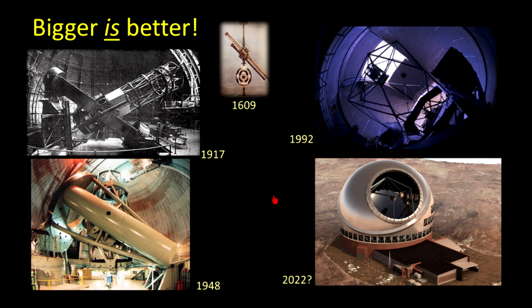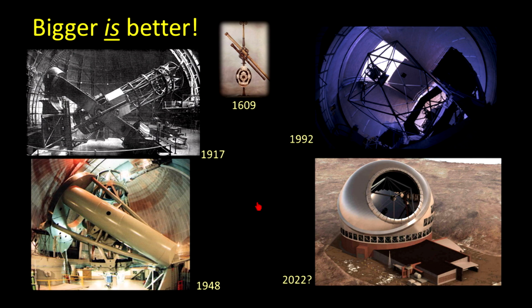In 1992, at Mauna Kea, the extinct volcano on the Big Island of Hawaii, there's the Keck Observatory, and there are now 2 identical telescopes that are about twice the size of the telescope at Palomar. So in 1992, this now became the largest telescope in the world, surpassing the 200-inch at Palomar.